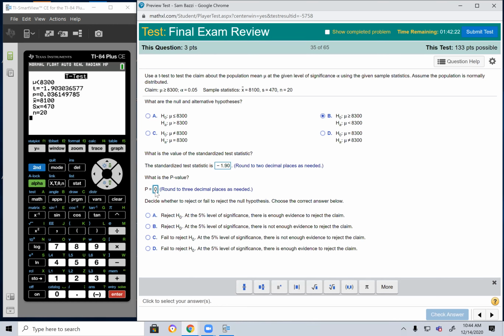P-value 0.036. Okay, do we reject the null hypothesis? So alpha is 0.05. Well, this p-value is less than alpha, so we reject it. So we reject the null hypothesis, and the claim is in the null hypothesis. So we say there is enough evidence to reject the claim.